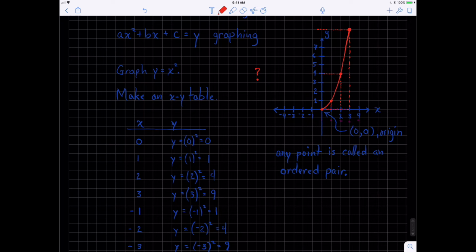So let's try negative 1. I'm up at 1. So if I go over to negative 1, y is 1. So where those meet is where I put my next dot. The next one is negative 2, 4. So if I go over to negative 2 and then up to 4, I have my next point here. And then the last one is again up at 9, is way up there. And I go up from negative 3 to the 9th line or level. And there's negative 3, 9.